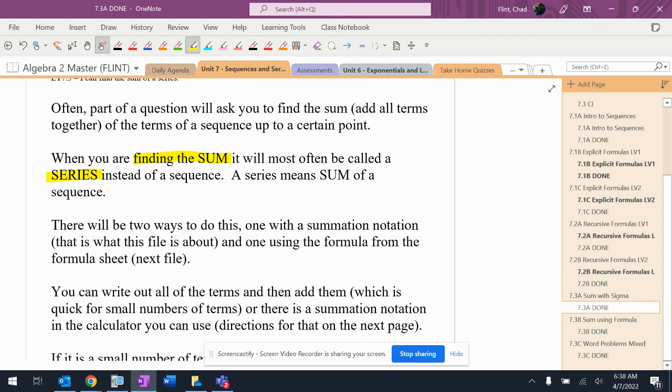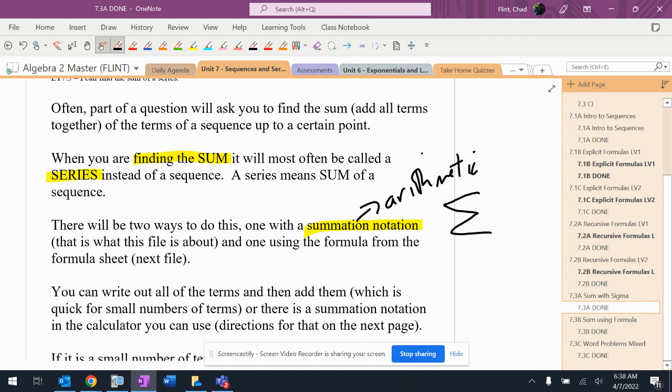Two ways that we're going to have to do this. If it's arithmetic, we're going to use this summation notation. And the summation notation is a weird looking capital E, which literally just means add up the terms between two specific points. That's what this file is about.